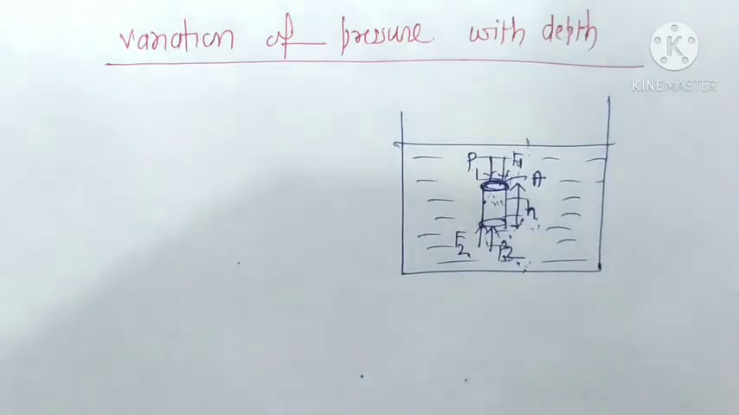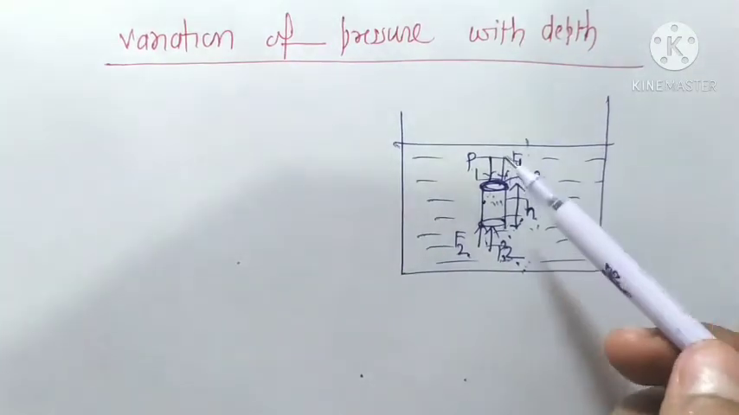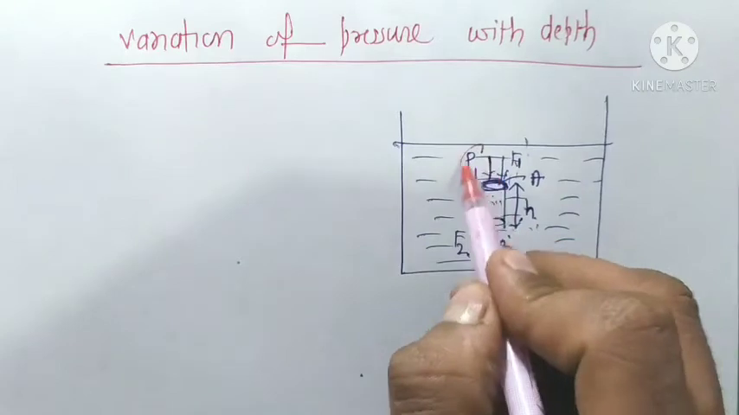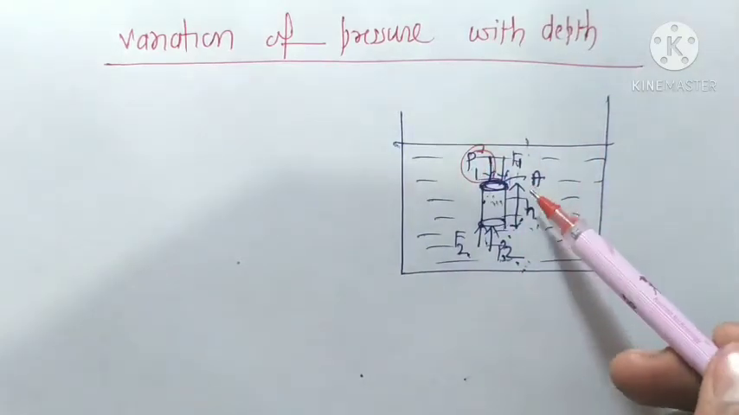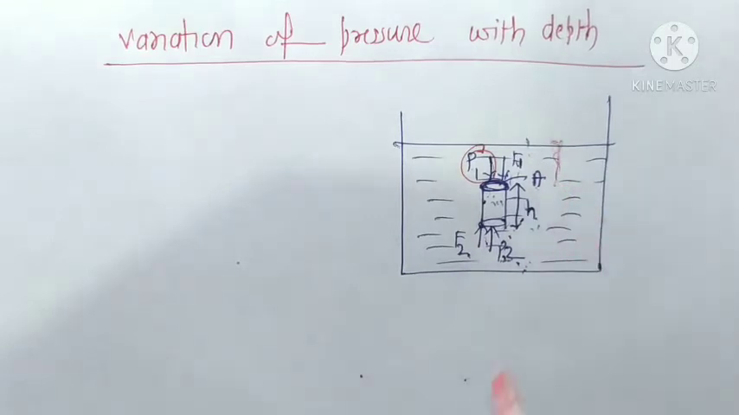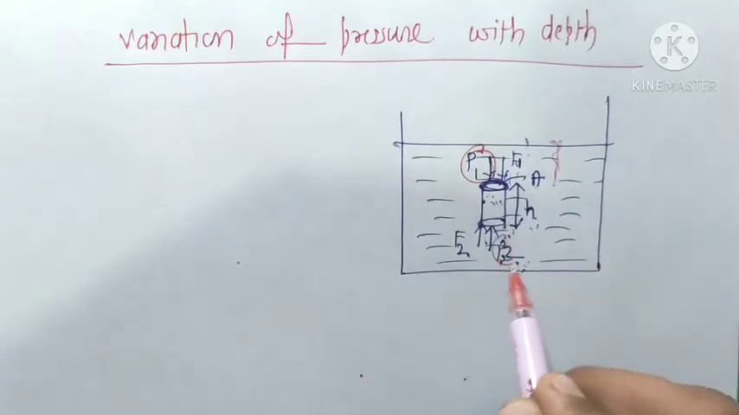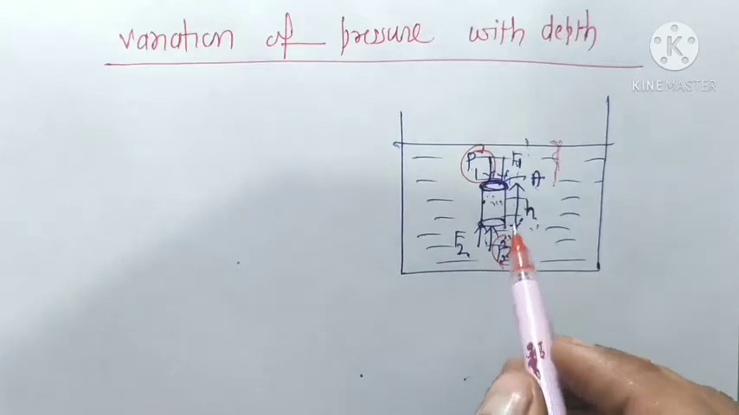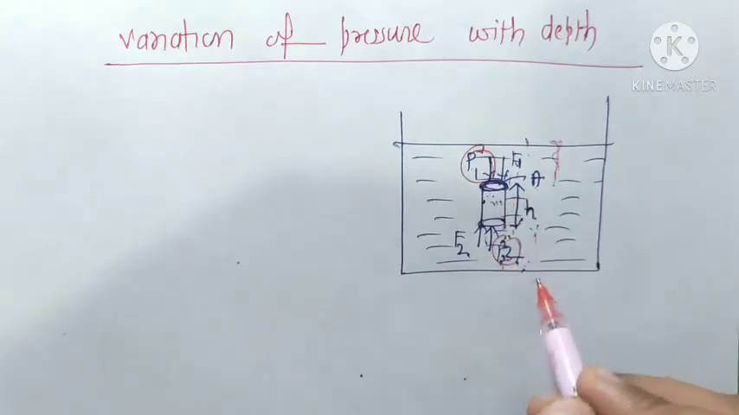I repeat again what we do here. Firstly, P1 is the pressure at the top surface of this slab due to the liquid above it, and P2 is the pressure at the bottom surface of this slab due to the liquid below it.